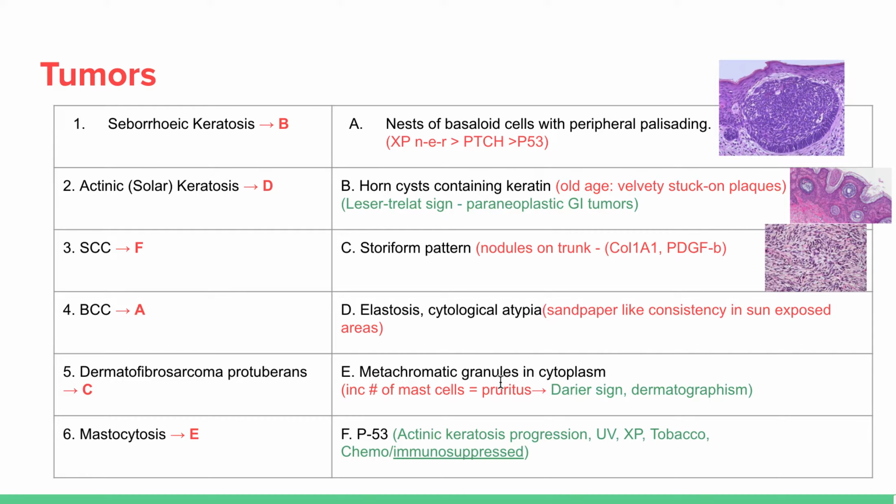And you're going to have pruritus. You're going to see a Darier sign, dermatographism. Like if you just rub your nail on their skin, you're going to see this red mark that it leaves behind.